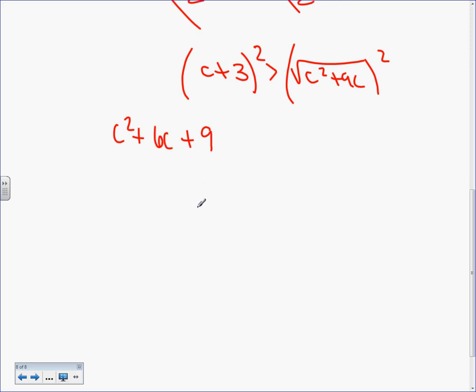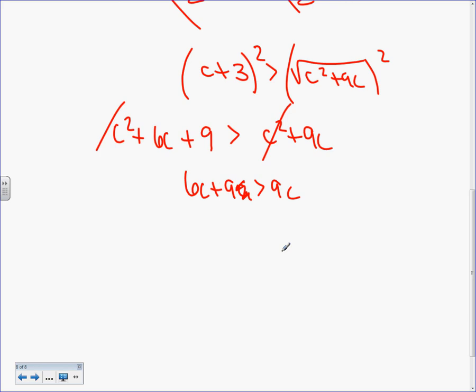6c. If you have to write it twice to let yourself know that it's not c squared plus 9, you can. That's fine, but I'm not going to. And it's greater than what? C squared plus 9c. Now what? C squareds cancel. Very good. 6c plus 9 greater than, oops, why did I write a c again? Sorry. 6c plus 9 greater than 9c.